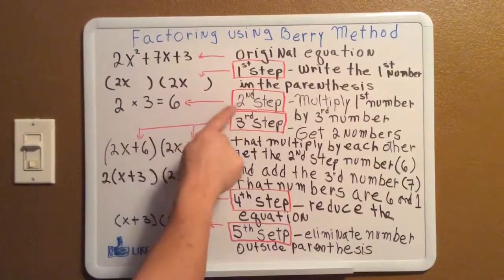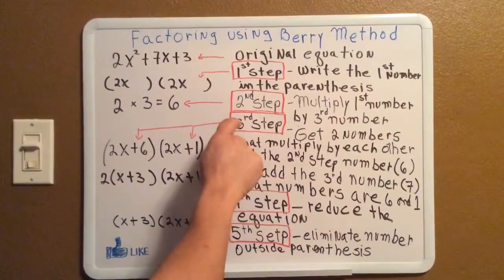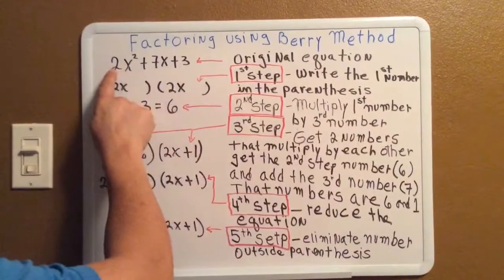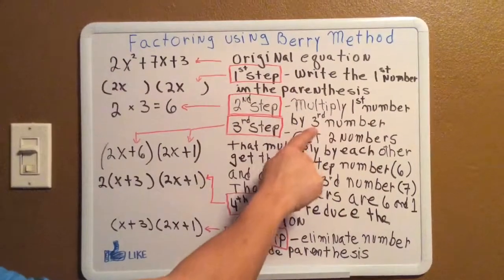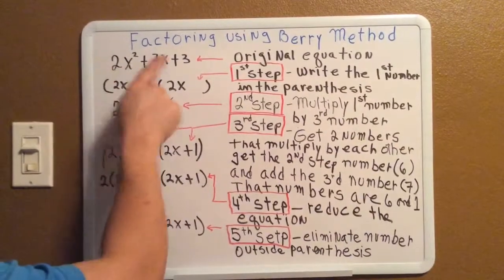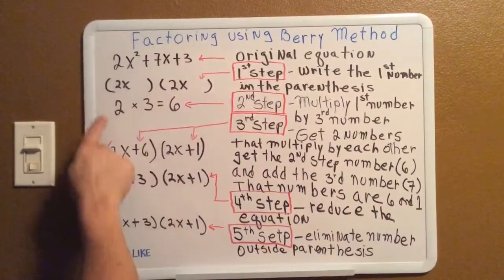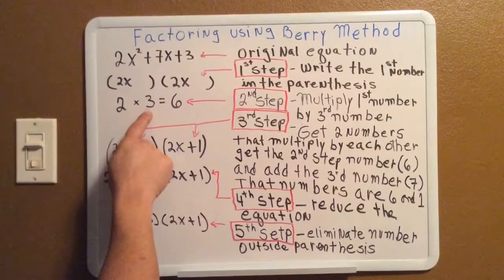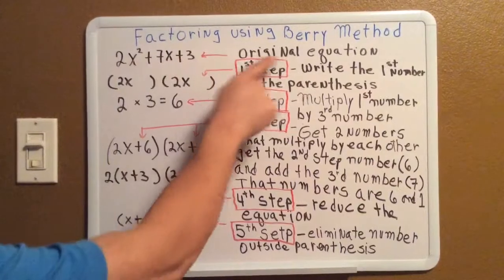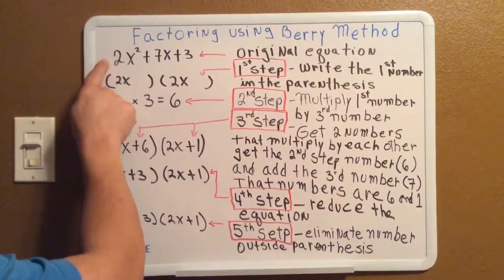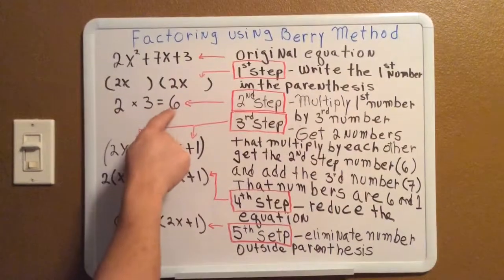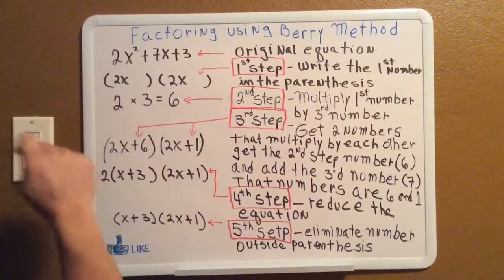Now moving to the second step, we have to multiply the first number of our original equation by the third number. In this example, 2 is the first number and 3 is the third. 2 times 3 equals 6, positive, because in our original equation, the number 2 is positive and the number 3 is positive too. 2 times 3, positive 6.